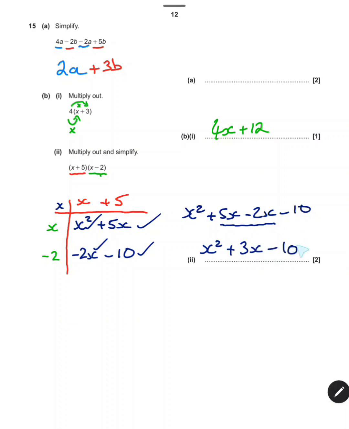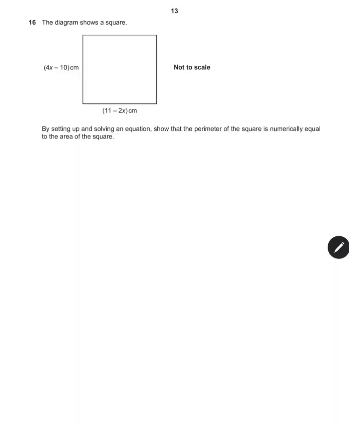Question 16, we've got a square, so straight away I know that all 4 sides are the same. And it says by setting up and solving an equation, show that the perimeter is equal to the area. So I'll start with this part. I'm going to set up and solve an equation.